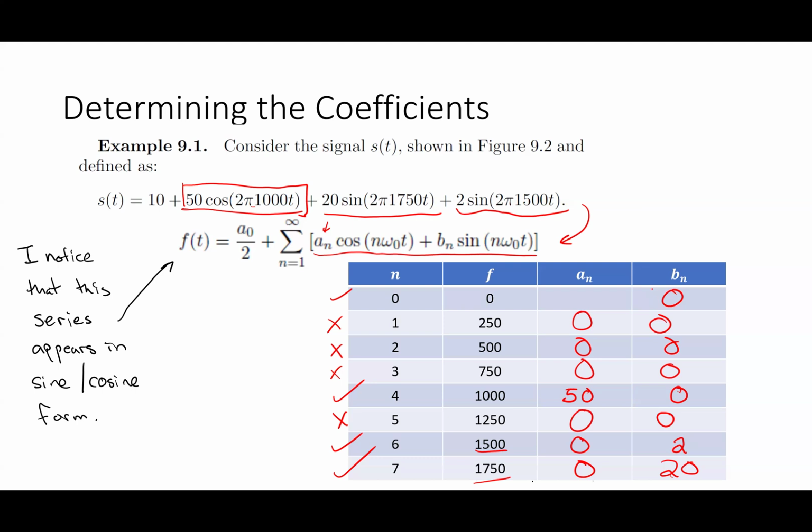It's 10. So pattern matching with the thing below it, I'm saying 10 equals what? If I match the pattern between the one above and the one below, 10 equals A0 over 2. So for A0, what would I put? 20. That's going to annoy you later. I know it kind of annoys me too, but it does that because of the way the complex series does it.